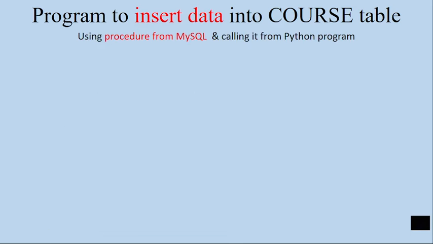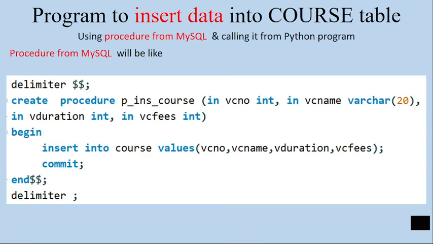We can insert data into the table using a procedure also. We can create a procedure in MySQL, and that procedure we can call through Python programming. So here initially I have given the procedure. Create procedure, the procedure name, CNO, VCNO, VC name, duration, V duration, and V fees. In is mentioned because we are taking values into the procedure.